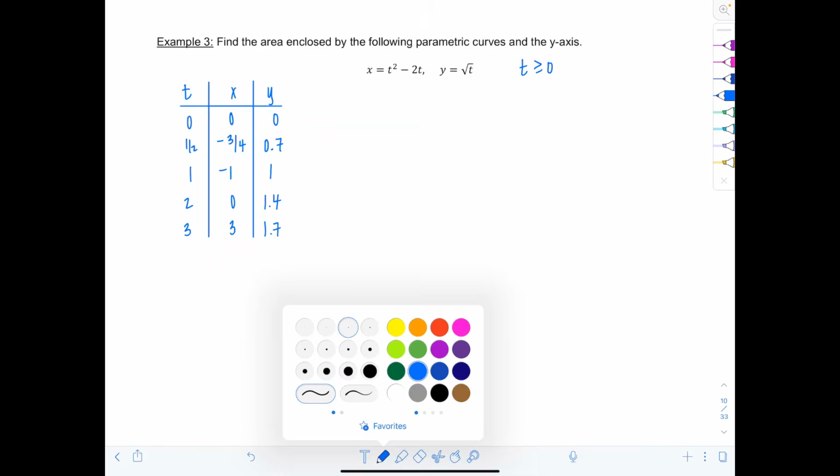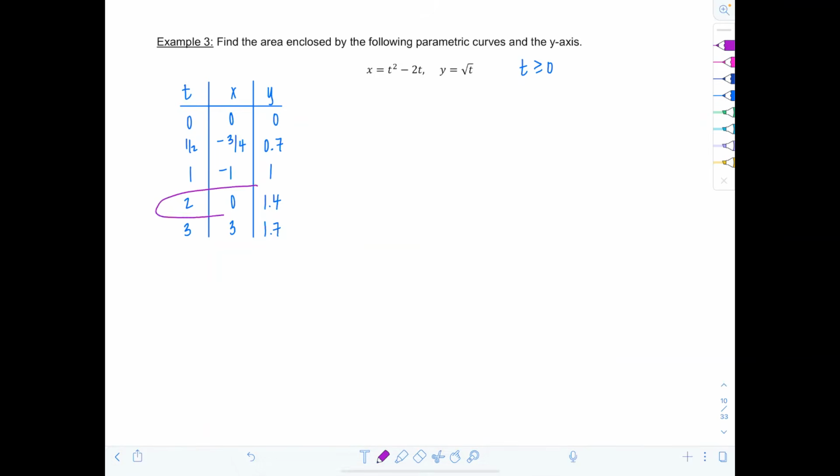Okay, so I already have a good idea what's going on. I know it already hit back to the y-axis right here, because x is 0. So in here is the loop that it makes with the y-axis. You'll see. Let's graph it right now. That's enough. That was certainly enough. So here's the y-axis. X goes between -1 and 3. All right.